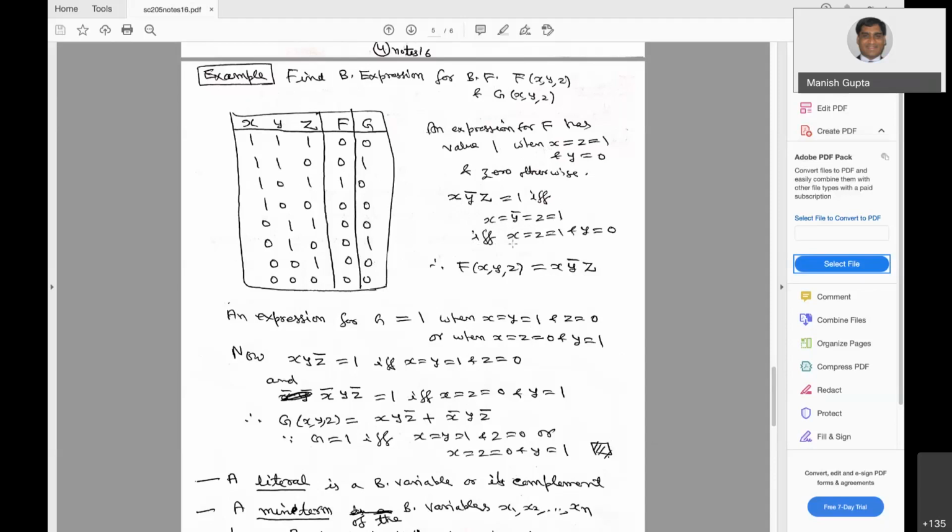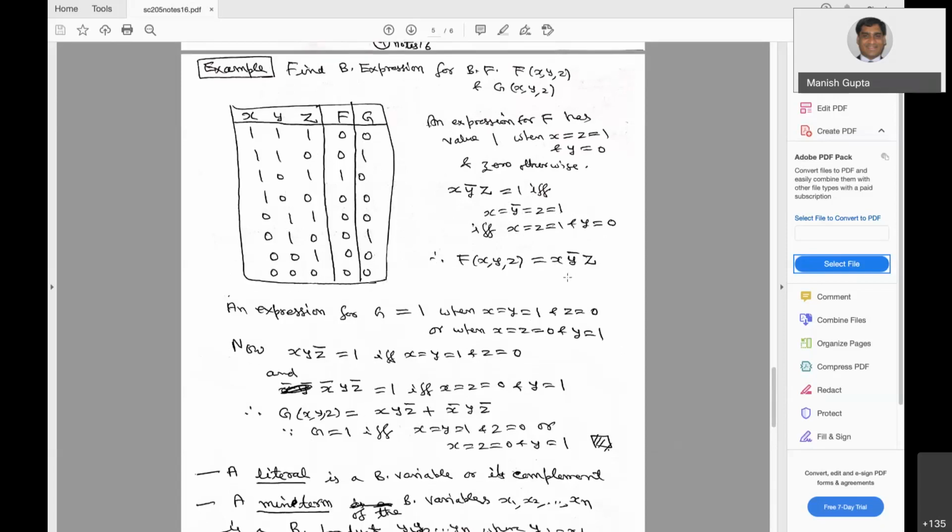That means the same thing as x is equal to 1, z is equal to 1, and y is equal to 0. If x is 1, z is 1 and y is 0, that is the same thing as x is 1, z is 1 and y complement is 1, which is the same thing as x y bar z equal to 1. So the value of f(x, y, z) is x times y bar z. From this Boolean table, we can find out the Boolean expression.